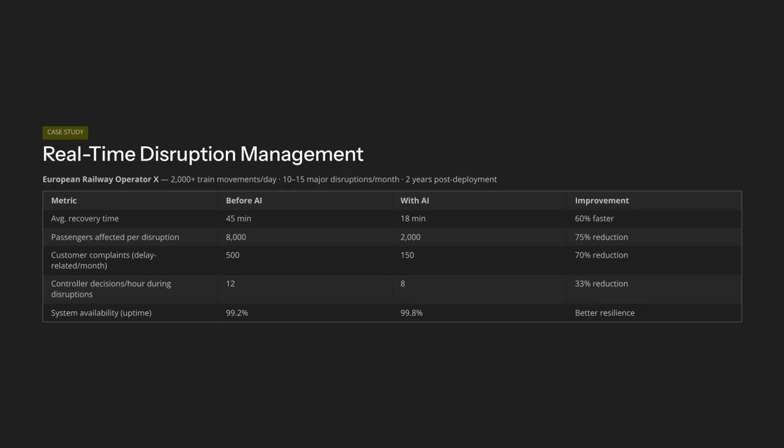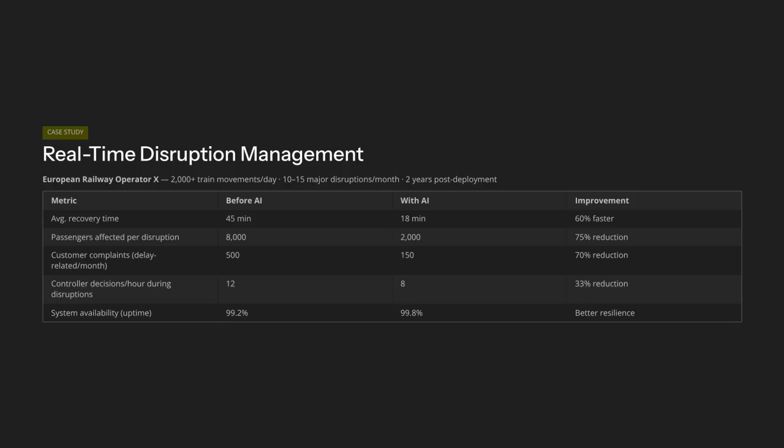And the fourth lesson was about continuous improvement. After 6 months of live operation, real operational data was fed back into the impact models and optimization algorithms. The system learned from its own deployment. Accuracy improved. Edge cases that had produced poor recommendations early on were gradually ironed out.